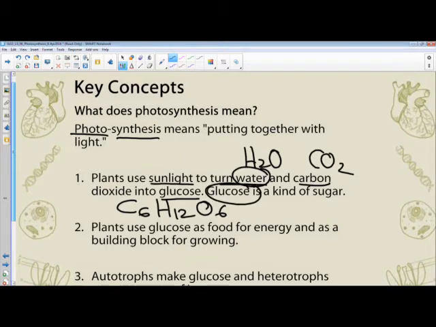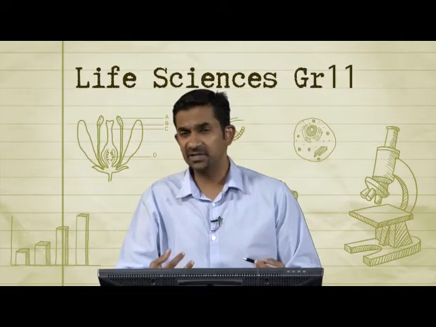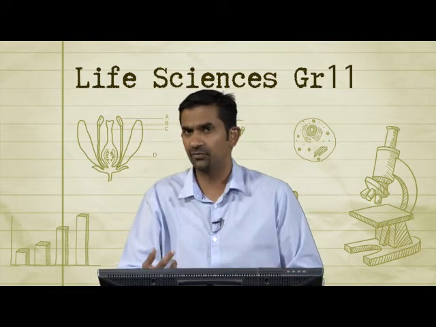It's very important for us to know that plants use glucose as a source of food for energy and as a building block for growing, and hence plants rely on this glucose for growing. And ultimately, plants make the glucose on which all our heterotrophs rely. And hence, guys, photosynthesis is a fundamentally important process to sustain all forms of life.